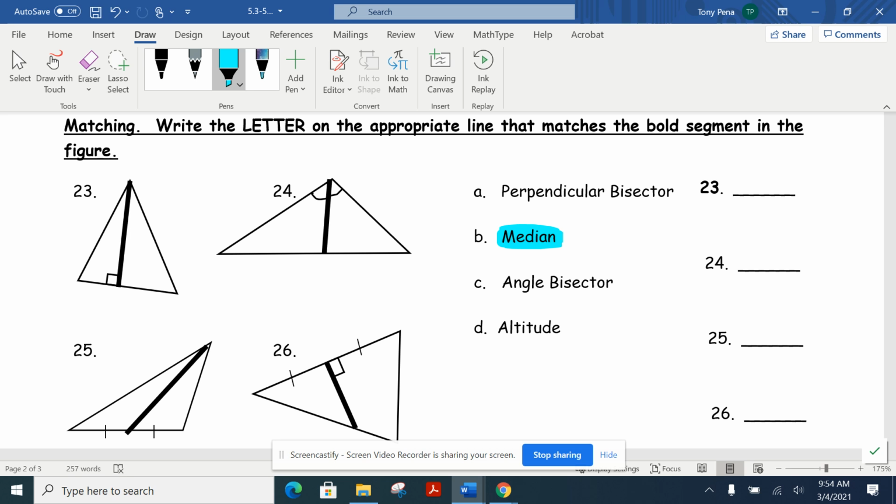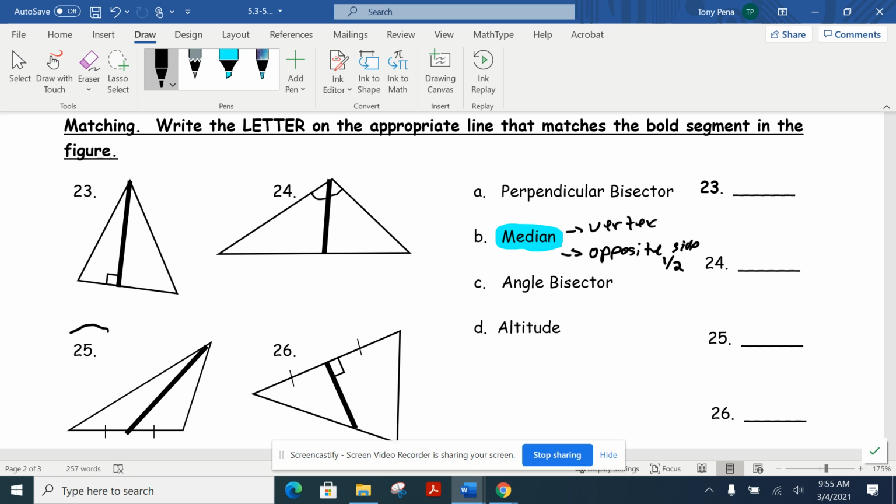We're looking for the one that extends from the vertex. So it has to come from the vertex, and then it cuts the opposite side in half. So find the one that does that. We have a line extending from a vertex, and then it goes to the opposite side and cuts it directly in half. So which number, 23, 24, 25, or 26, should we be putting that B on? That's what we're doing. We're just matching these up.